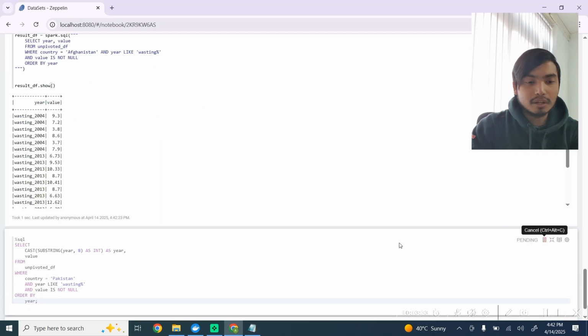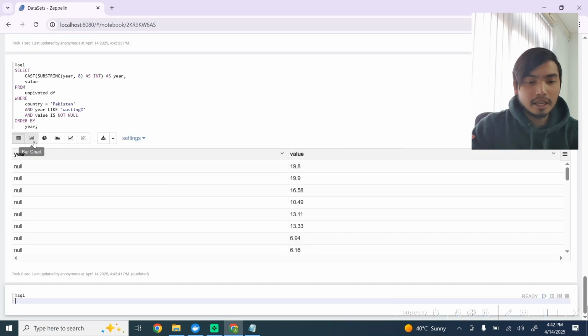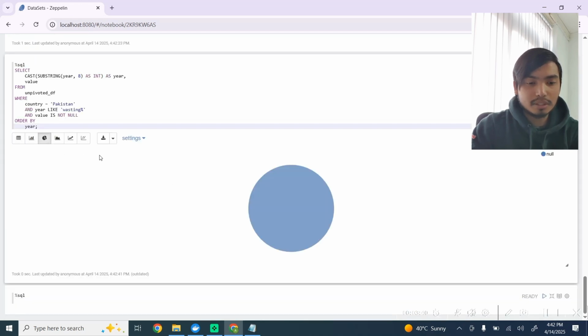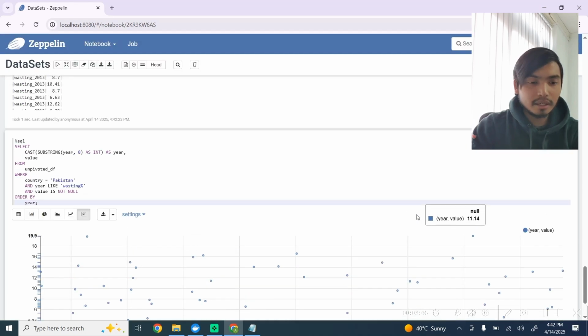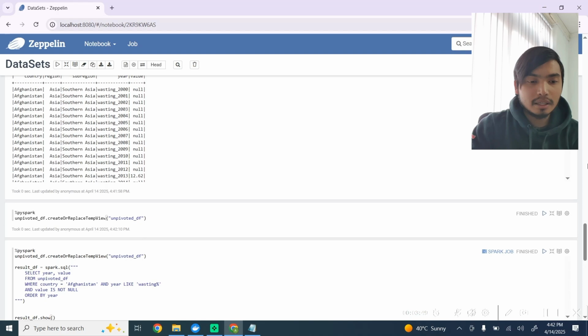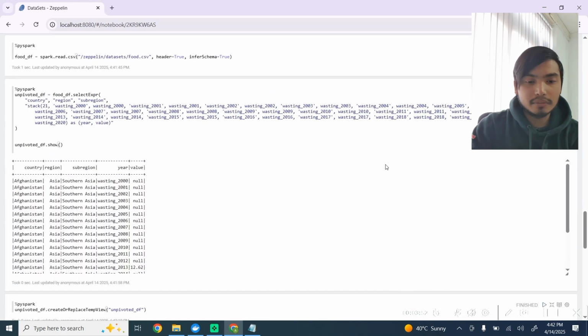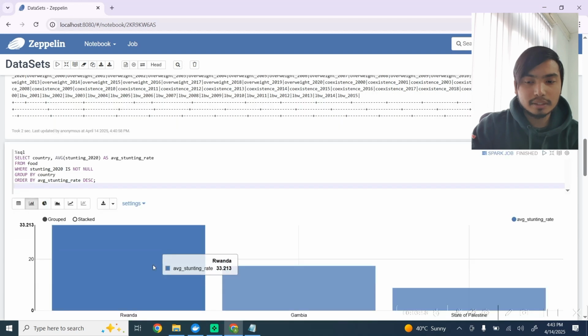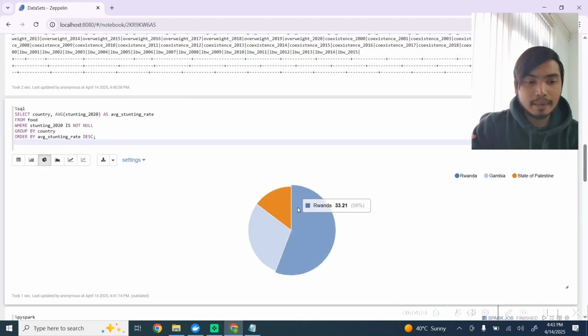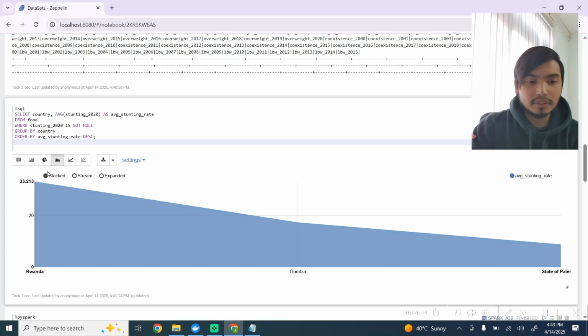pie charts and histograms for placement rates and CGPA distribution, and a line chart showing trends over time. After cleaning the data, I joined the education and food datasets on country and created a unified dataset. This allowed me to perform meaningful correlation analysis and visualization.